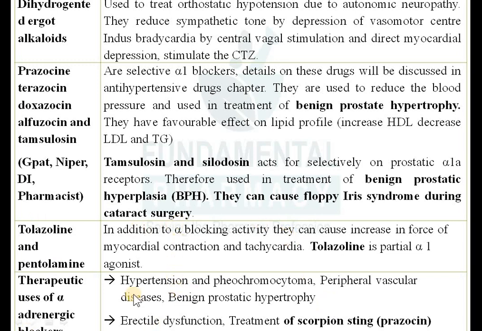They are used in hypertension to decrease the blood pressure. Then they are also used in pheochromocytoma. Peripheral vascular diseases. Then benign prostate hypertrophy. Then they are sometimes used in erectile dysfunction. Then they are also used in scorpion sting. Scorpion sting: prazosin is a drug of choice.